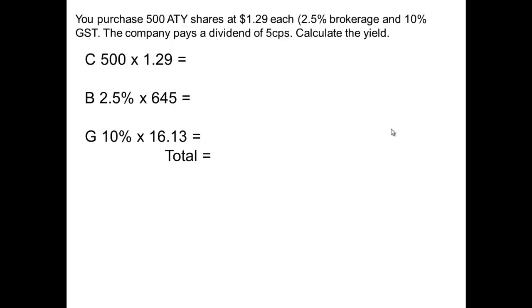Okay, so let's have a look at an example. This is the longer way. You purchase 500 ATY shares at $1.29 each, with a 2.5% brokerage and 10% GST. The company pays a dividend of 5 cents per share. Calculate the yield. So we've got to buy them first, and then after we buy them, we've got to be able to work out the yield by looking at how much money we make.